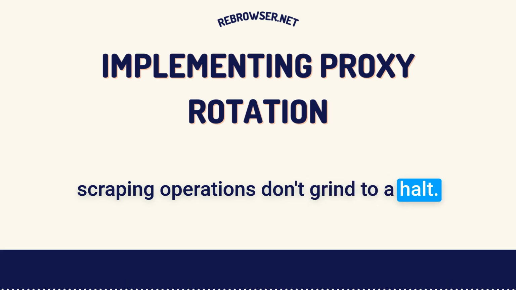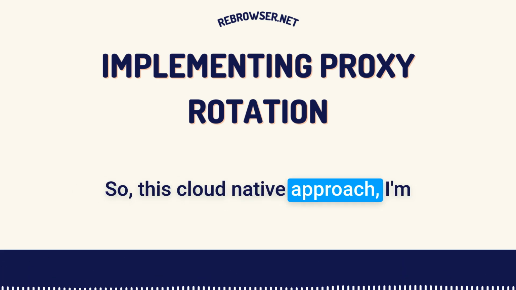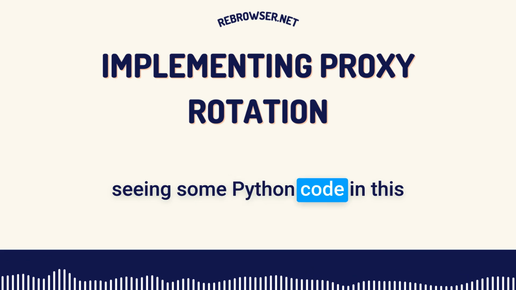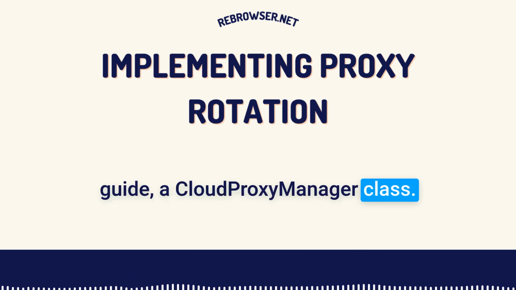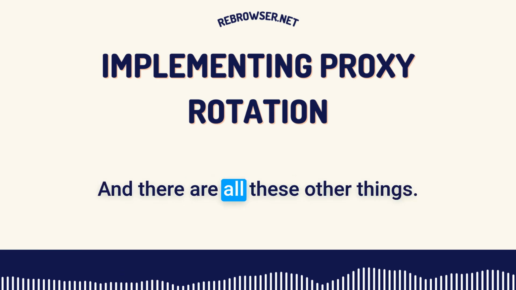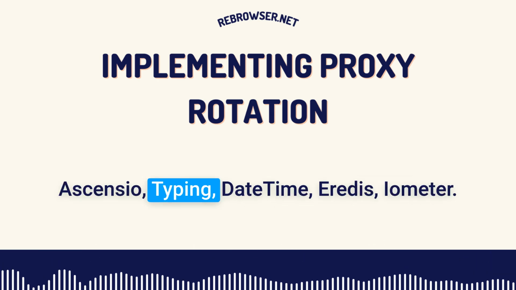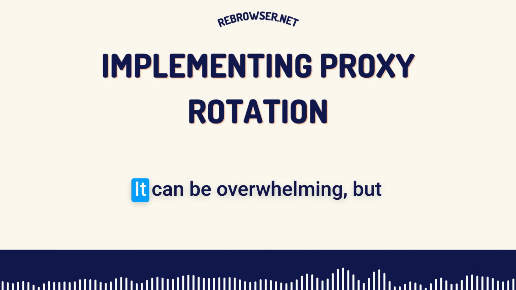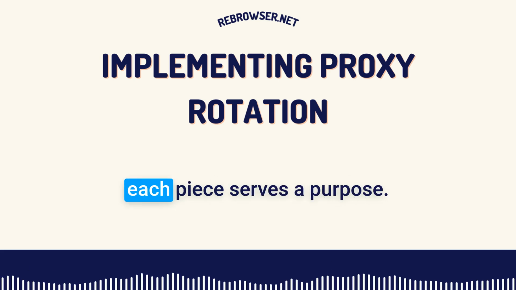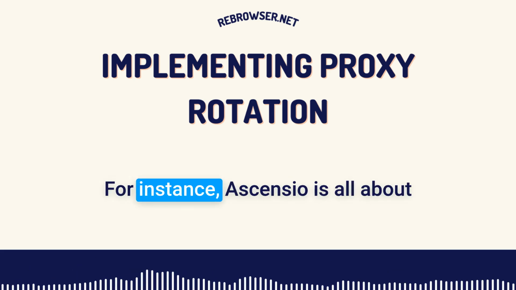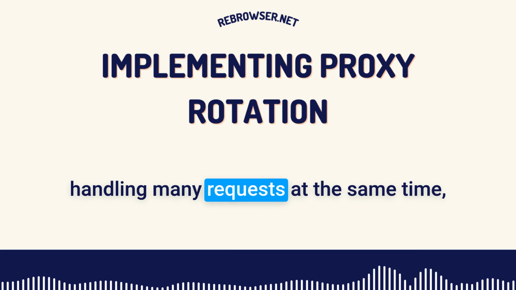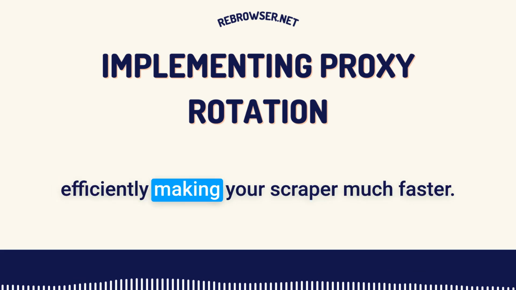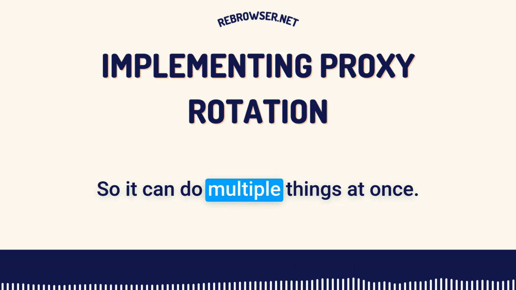And then there's reliability. The cloud makes it easier to handle failures and recover quickly, ensuring your scraping operations don't grind to a halt. So this cloud-native approach, I'm seeing some Python code in this guide, a CloudProxyManager class. Right, that's a great illustration. And there are all these other things: asyncio, typing, datetime, aioredis, iometer. It's a lot to unpack. It can be overwhelming, but each piece serves a purpose. For instance, asyncio is all about handling many requests at the same time, efficiently making your scraper much faster. So it can do multiple things at once.